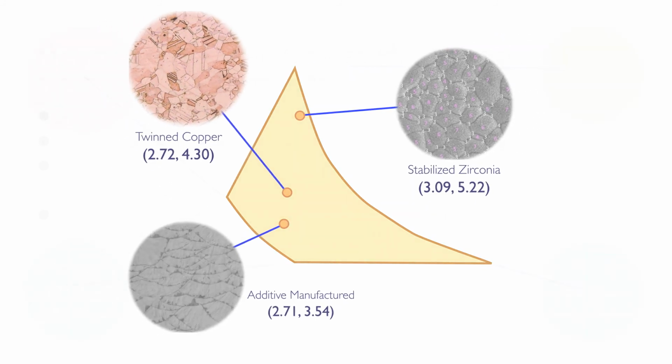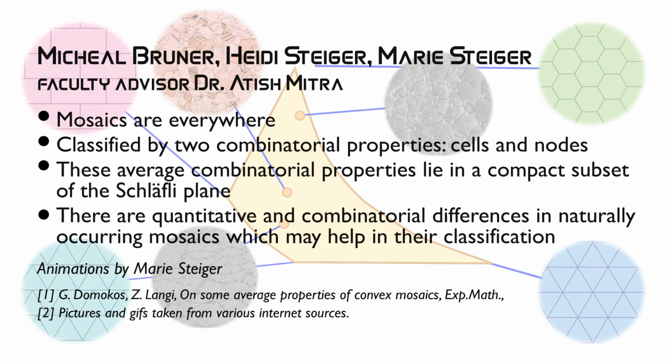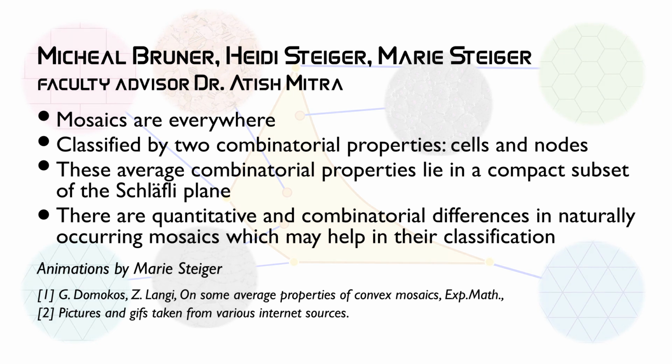In conclusion, mosaics are everywhere. Using the average order of cells and nodes, they are plotted on the Schläfli plane. There is a bounded domain on the Schläfli plane where normal convex plane mosaics must exist, and every point in that domain can be realized. There are qualitative and combinatorial differences between mosaics, and perhaps these differences can be used as a tool for analysis.